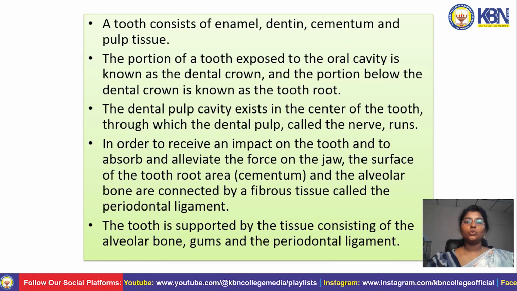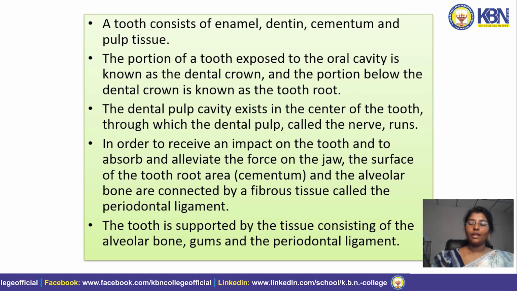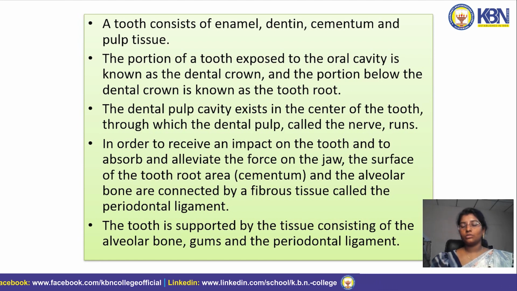Next, a tooth consists of enamel, dentin, cementum and pulp tissue. The portion of a tooth exposed to the oral cavity is known as the dental crown, and the portion below the dental crown is known as the tooth root. As I mentioned in the picture, the top portion of the tooth is called the crown region and the lower region of the tooth is called the tooth root.